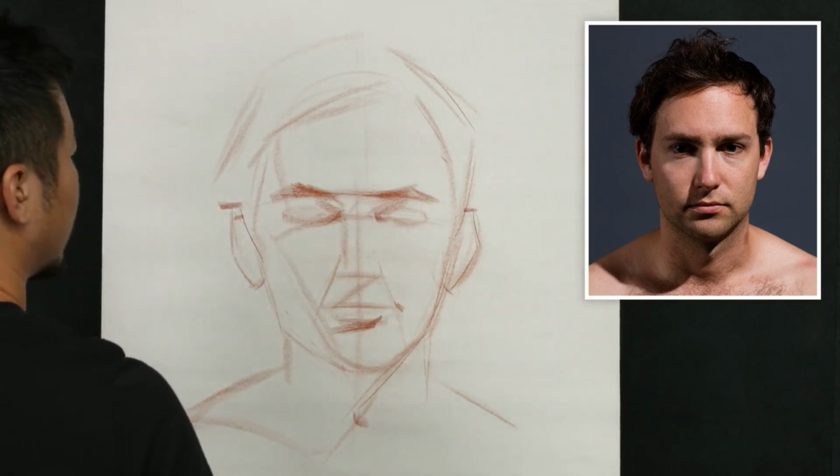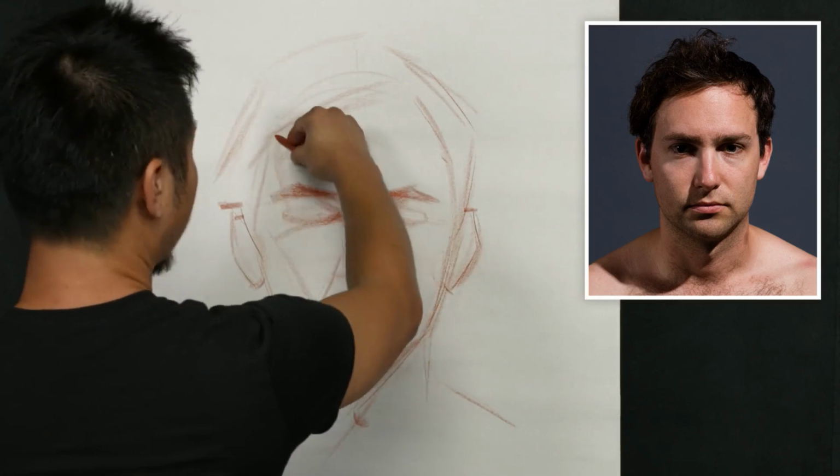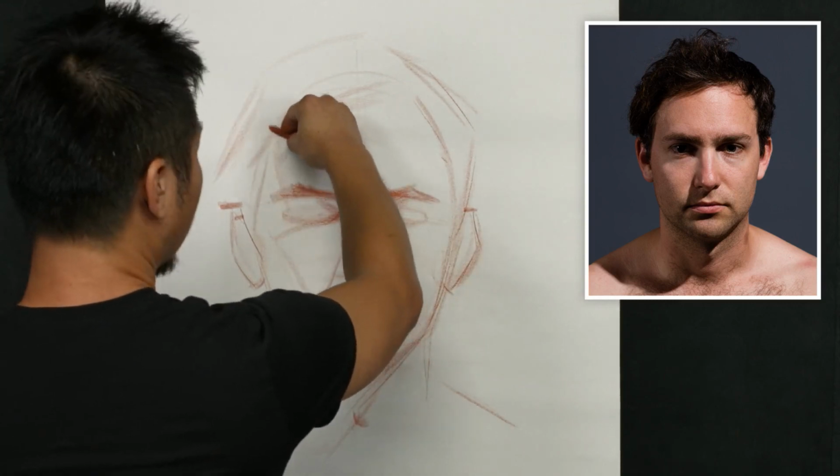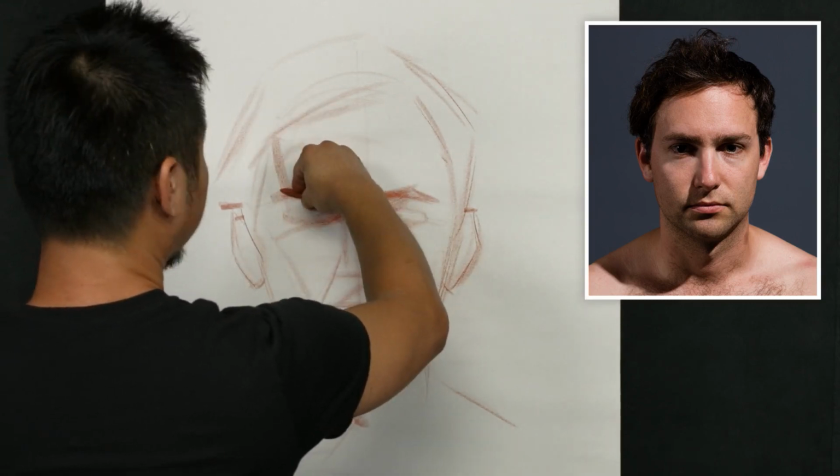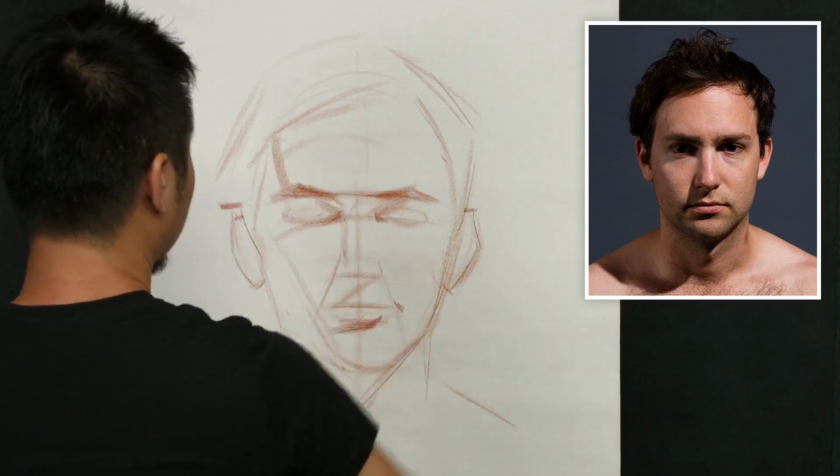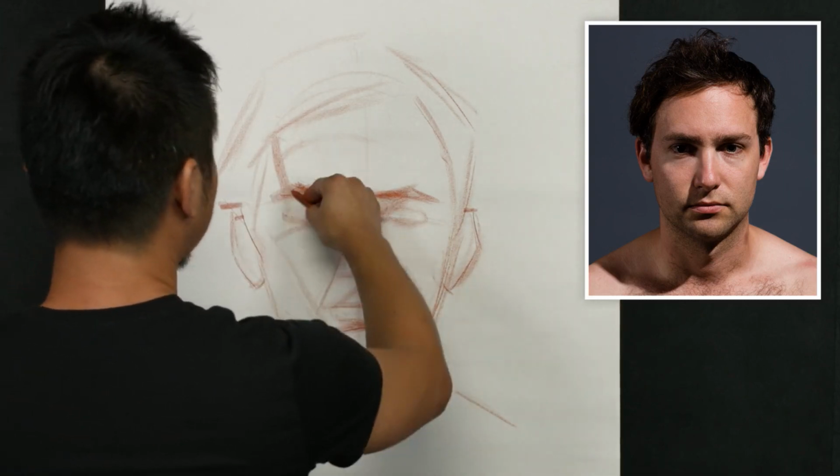And then you can see here's the core shadow. From the forehead it will come down, and all this is going to drop into a shadow side. So I can just blast that in first.